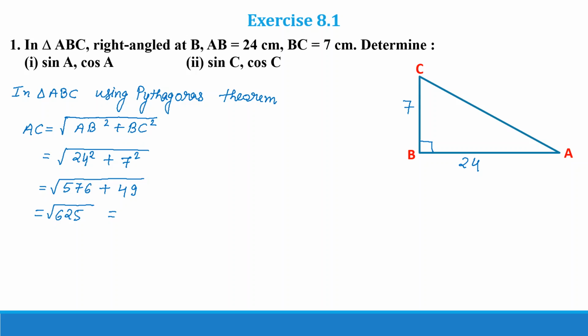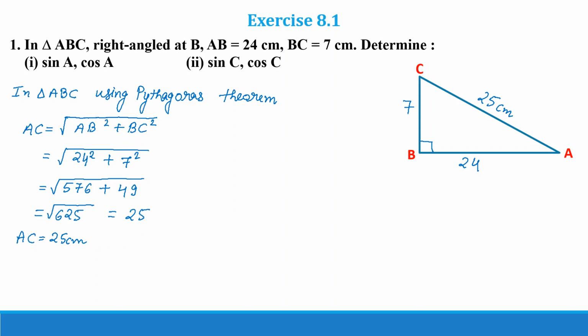We know that 625 is the square of 25, so we get the value of AC as 25 centimeter. So now we got the length of the third side of the triangle as well, that is 25 centimeter. And now it's very easy to calculate any of these 6 trigonometric ratios.